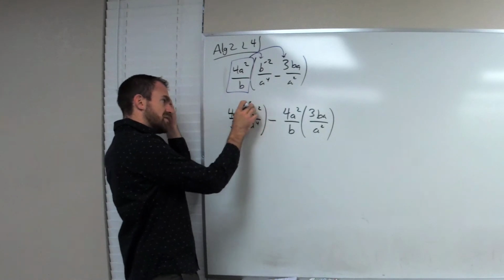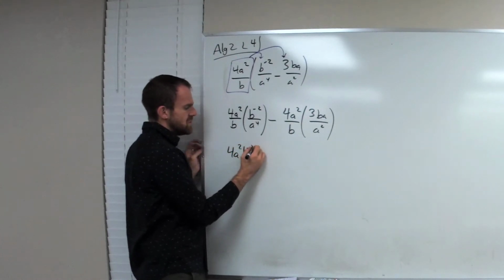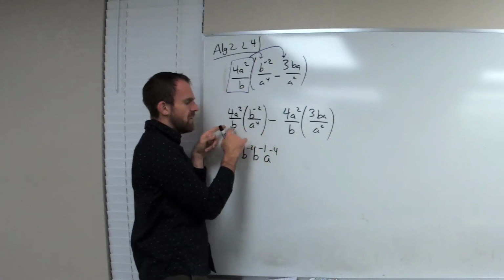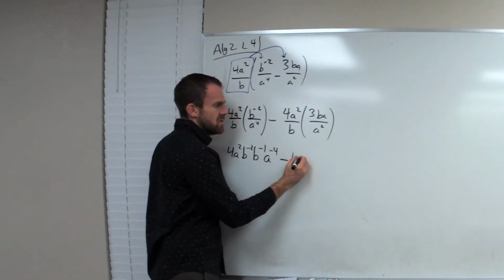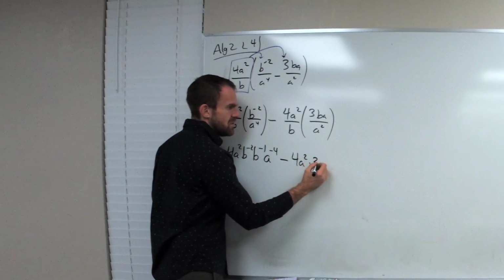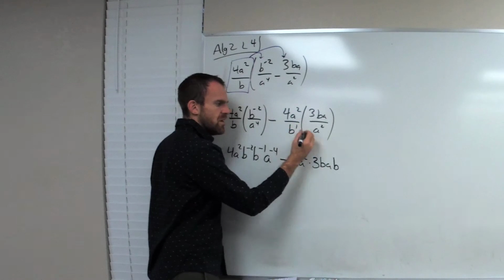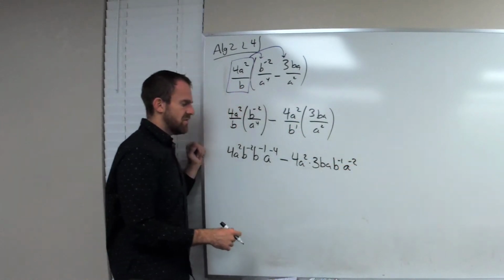We're going to bring everything to the top. So I have 4a squared b to the negative 2. Then I'll bring this b up, bring this a up. Remember, if I bring something from the bottom to the top, I change the sign. So I have 4a squared times 3ba. I'm going to bring this b up. It was b to the 1. Now it's b to the negative 1. This was a squared, now it's a to the negative 2.